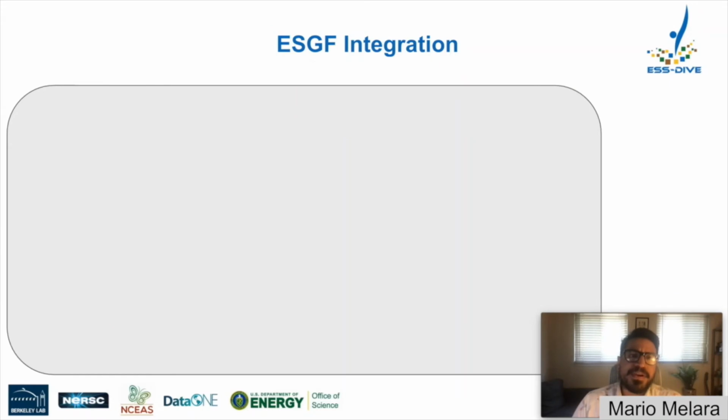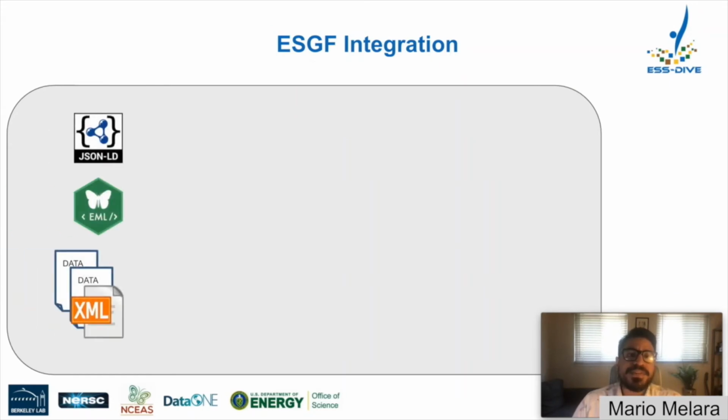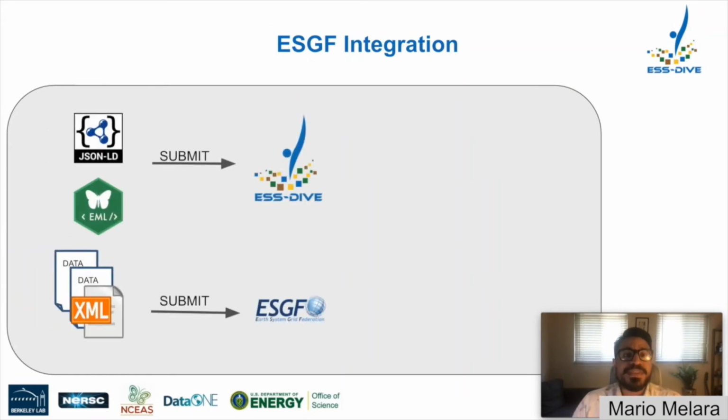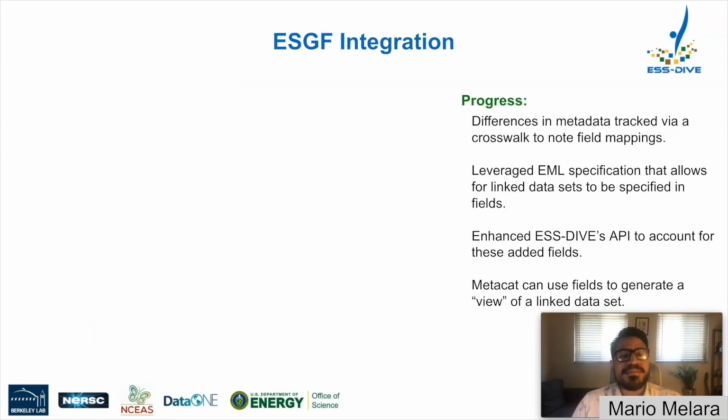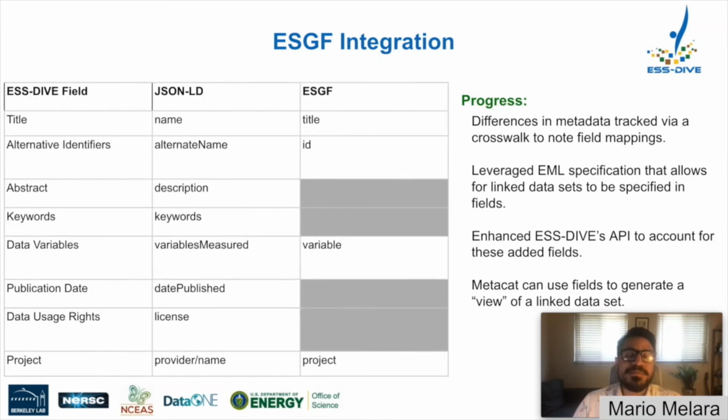For our prototype, our aim was to have metadata uploaded to both ESS-DIVE and ESGF, but with the data existing at ESGF and the metadata from ESS-DIVE providing a reference to it via a link. With all of that in mind, I documented the differences in the metadata in our crosswalk, which is a spreadsheet that we maintain to map required and optional metadata fields.